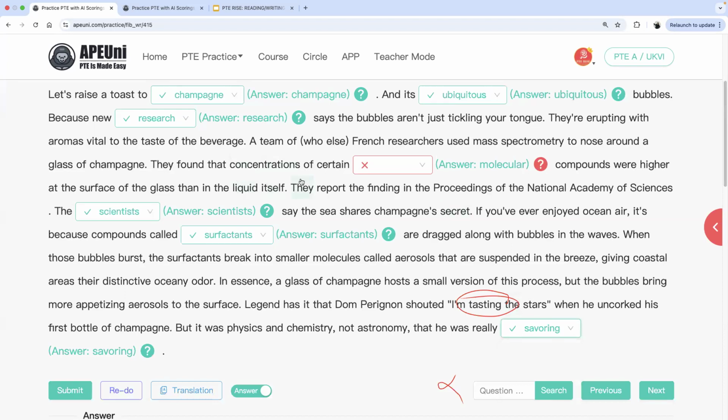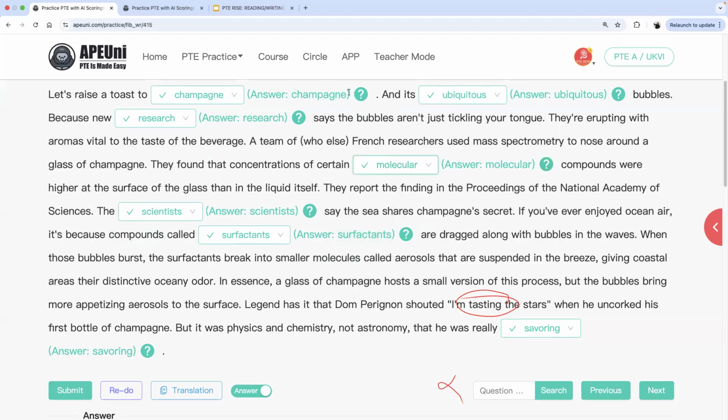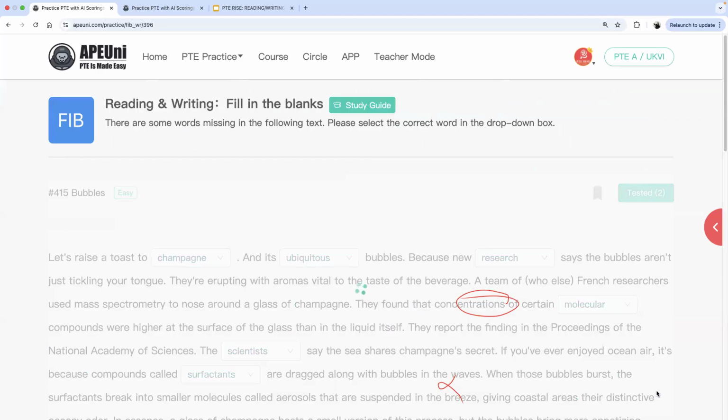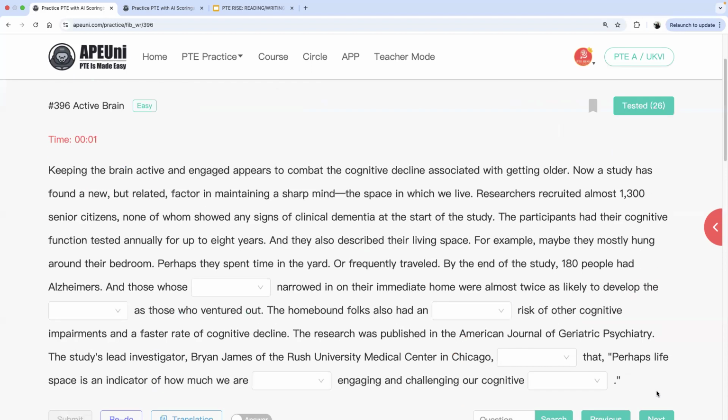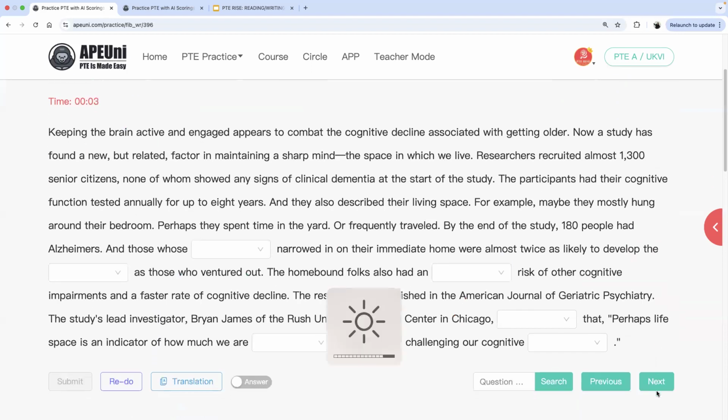They found that concentrations of certain dash compounds were higher at the surface. Which compounds? I think it's easier. You know it's molecular because compounds is a chemistry term and the other chemistry term here is molecular, right? And the answer is there again. The whole answer was sitting in the paragraph. That's why it was easy. I wish you get these kinds of questions, but it's not really the case. You'll have difficult questions. It's okay.